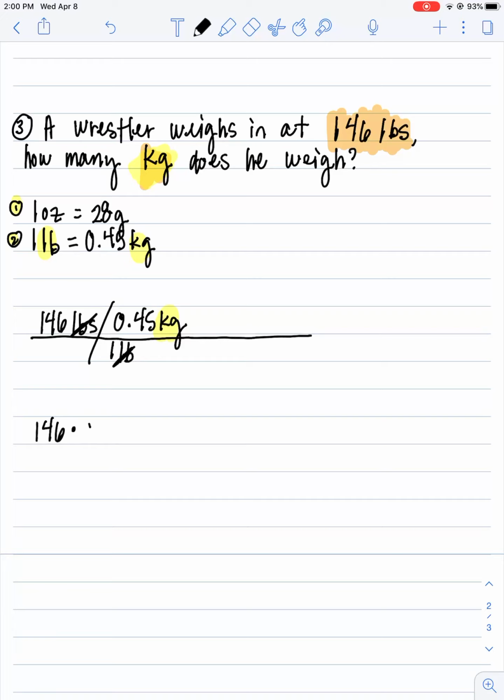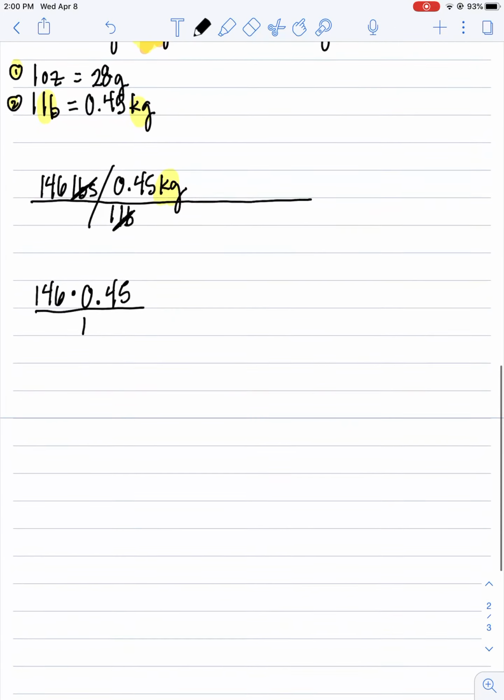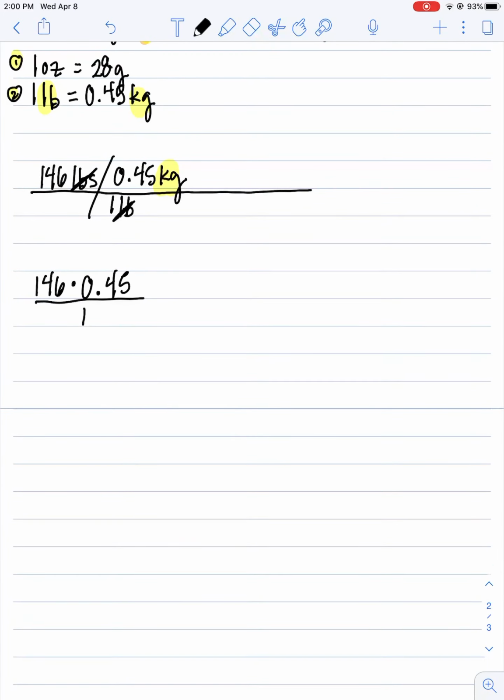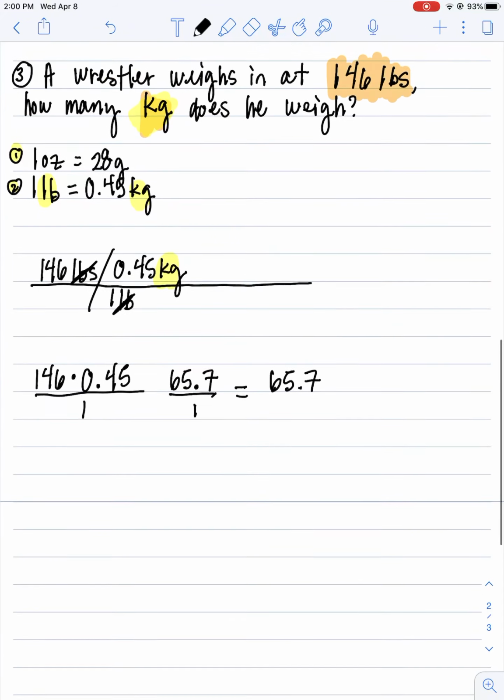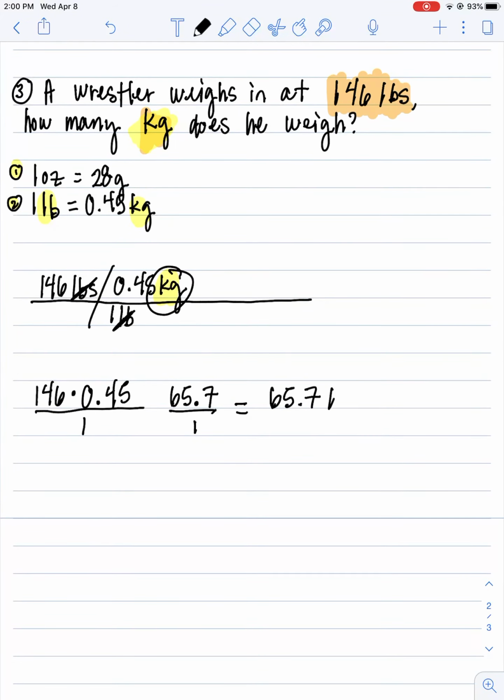So all you need to do is multiply the numerator, okay, and the denominator. So I'm going to multiply 146 times 0.45. That's what's in the numerator over a 1 again, okay? So 146 times 0.45 is 65.7. 65.7 over a 1, which means divided by a 1, is 65.7. Put your unit, what unit was left in the problem, kilogram, and so it is kilograms.